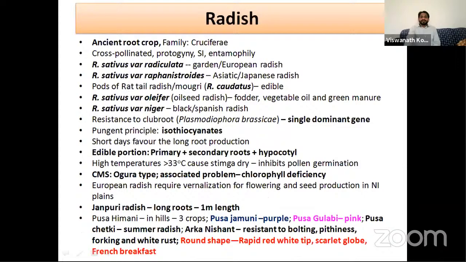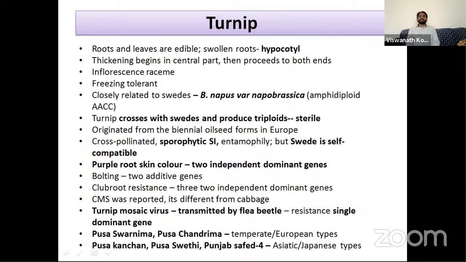In case of radish, the swollen roots are primary roots, secondary roots, and hypocotyl. But in case of turnip, the swollen portion is only the hypocotyl. The hypocotyl thickening begins in the central part of the hypocotyl, and the swelling proceeds towards both ends, and the inflorescence is the same.